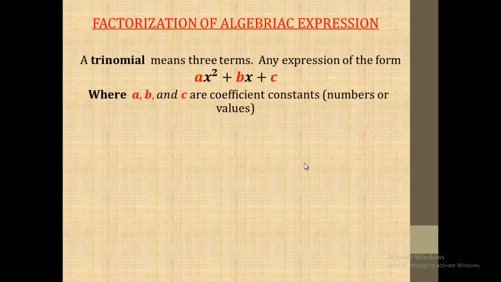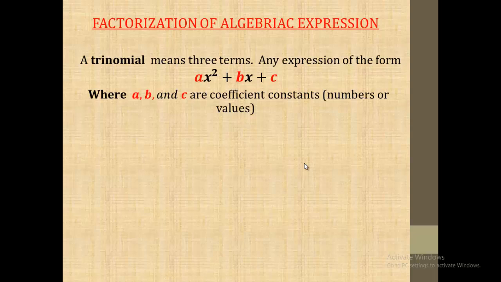So they are numbers attached to the variables. The variable here we're using is x. A trinomial quadratic must have the highest power of x to be 2 for it to be a quadratic. So we have x squared followed by x and then no x. Always it has to be arranged in this format. If they give you a quadratic expression that is not arranged with the square coming first, you have to arrange it.